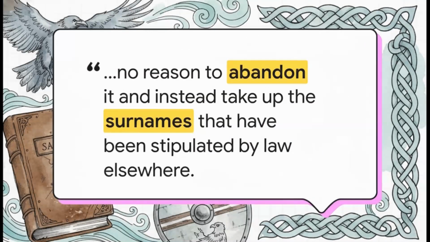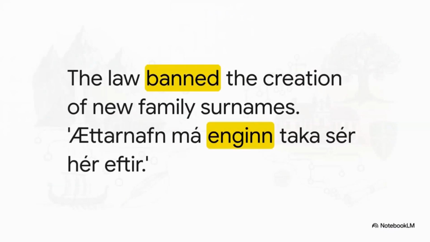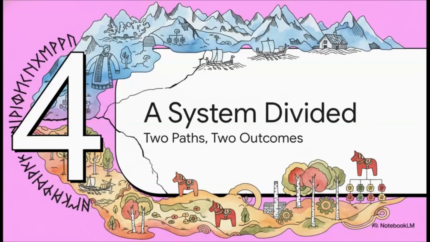You have to remember, Iceland was in the middle of this big push for independence from Denmark, so holding on to their unique language and traditions became a huge symbol of national pride. And the law was incredibly clear. It flat out banned any Icelander from creating a new hereditary family name. So here we are, two Nordic nations who started out in the same place, now on completely separate tracks.